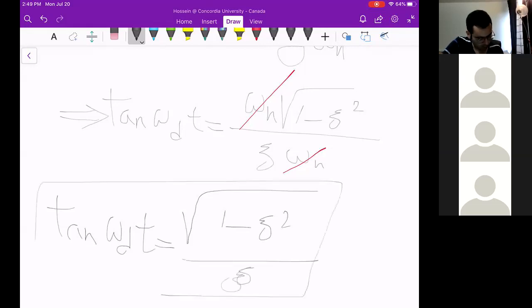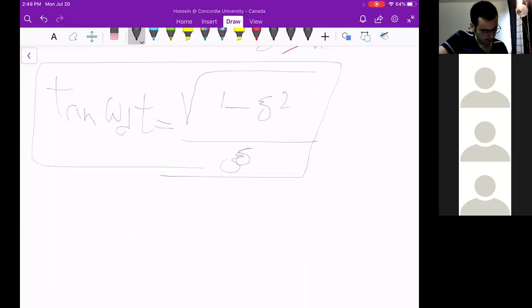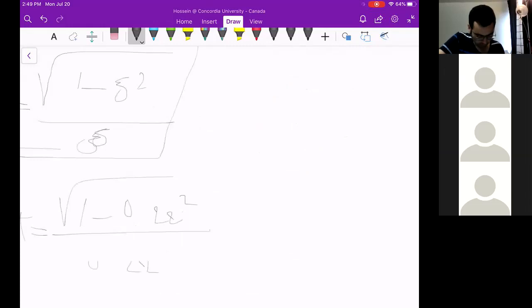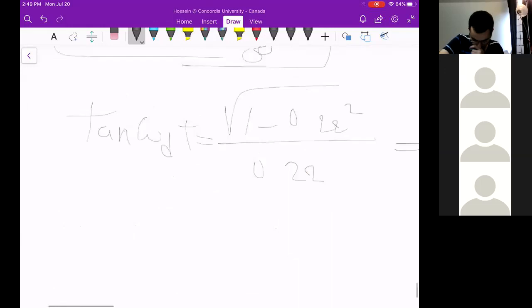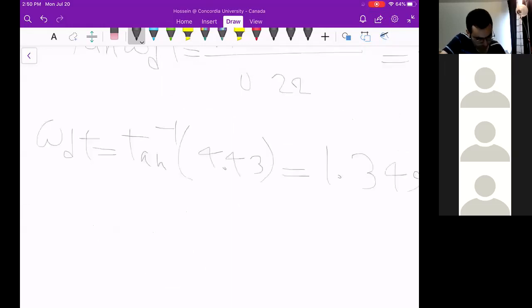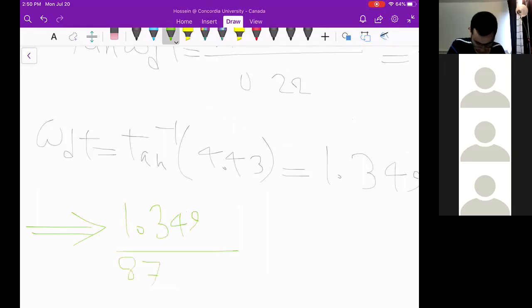So we have the zeta. If we plug in, then tangent of omega dt would be the square root of 1 minus 0.22 squared, over 0.22. Therefore, this is going to be 4.43. Simply, omega dt is tangent inverse of 4.43, which is going to be 1.349, and simply t would be 1.349 over 8775, which is 0.0155. So this is t.